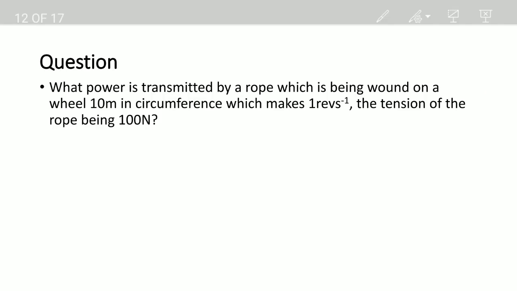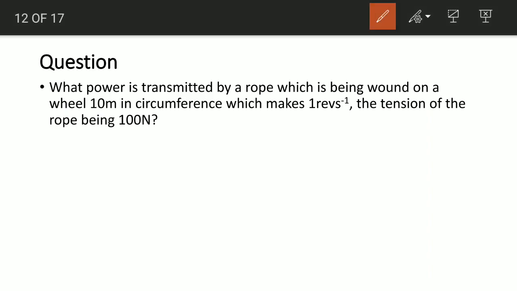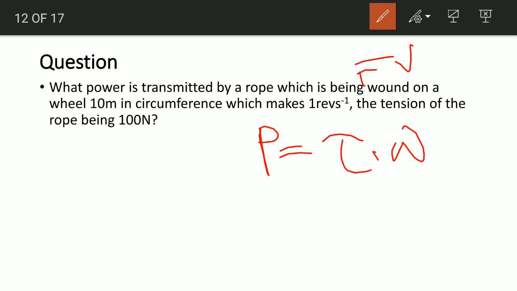Okay, so we are going to see this question. What power is transmitted by a rope which is being wound on a wheel 10 meters in circumference, making 1 revolution per second, the tension of the rope being 100 newtons? We are looking for power. Remember, if we are dealing with linear motion, power is force times velocity. But here we can say that our power is torque times the angular velocity.